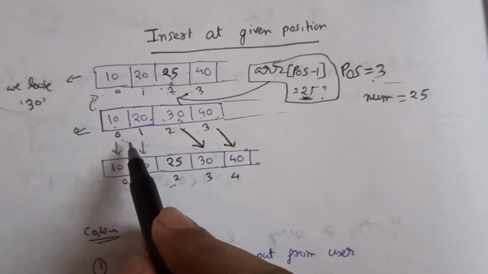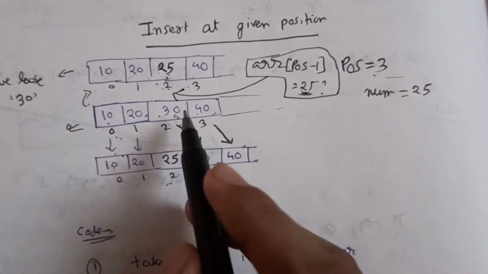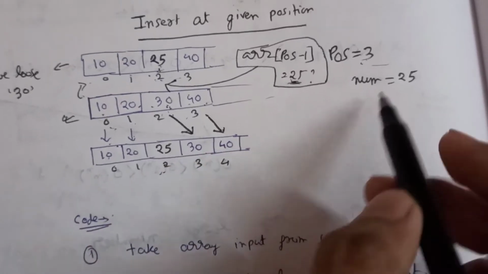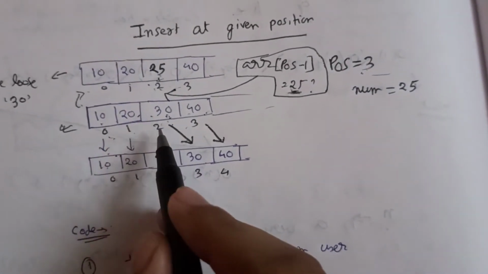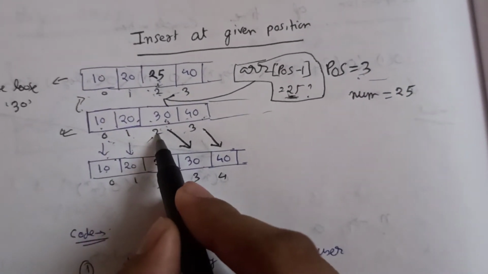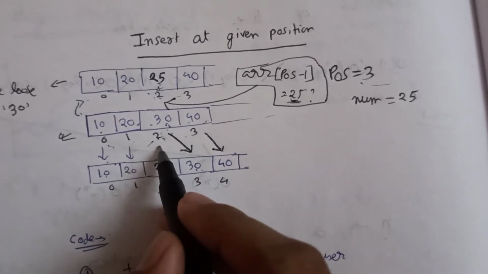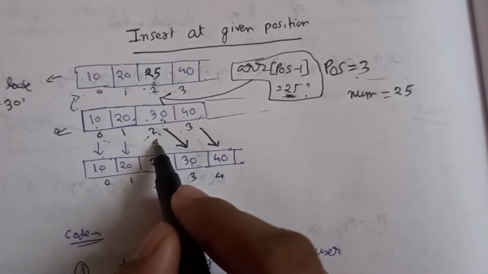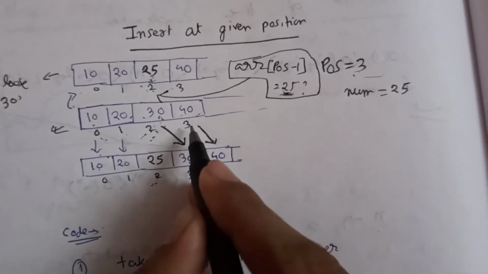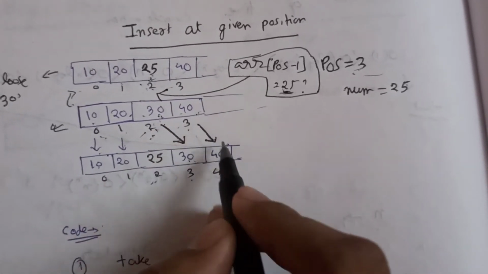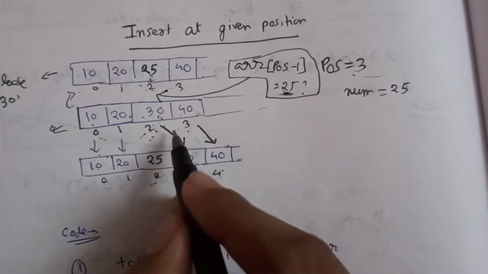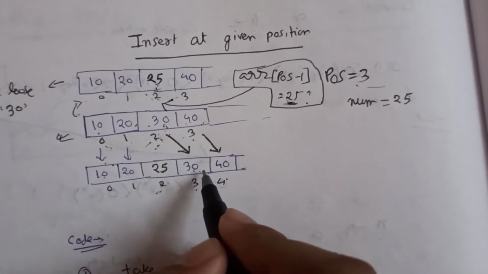These are on index 0 and 1, so they remain the same, but index 2, that is the given position 3, will be shifted one place to the right. The position 3, that is array index 2, is now shifted to array index 3. Index 3 is shifted to index 4, and we now have 30 here and here also.